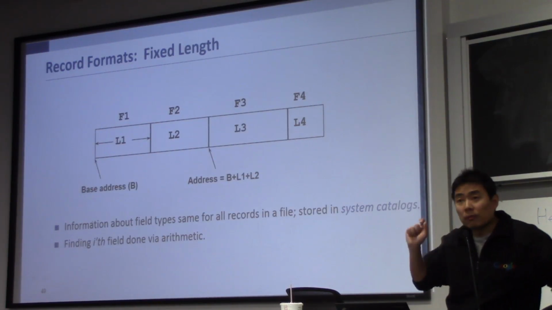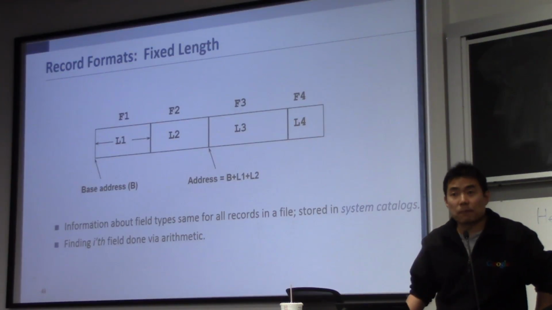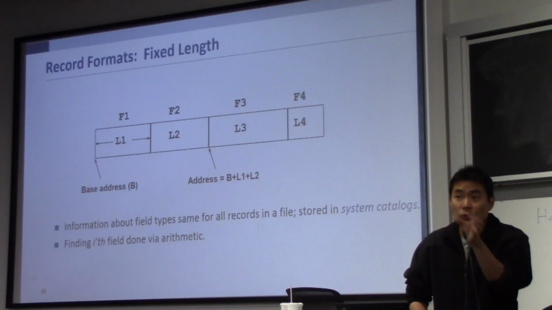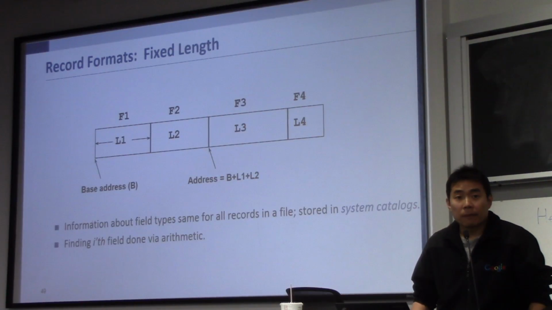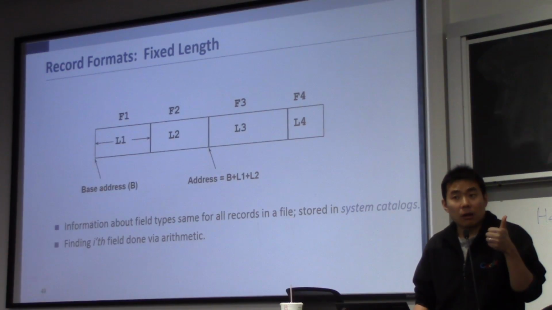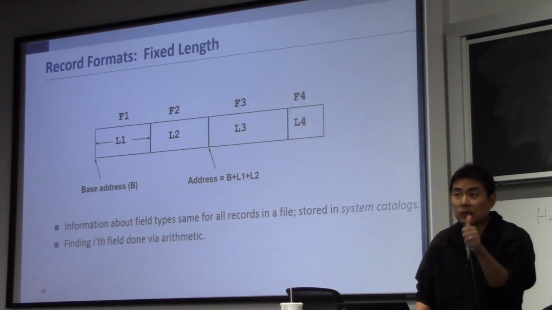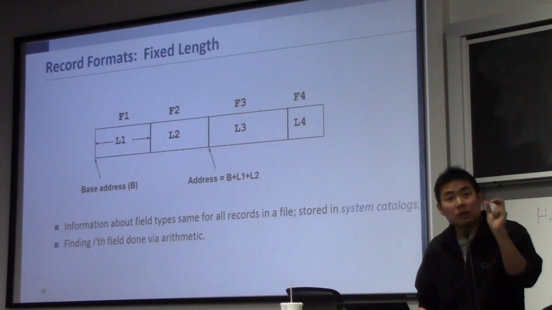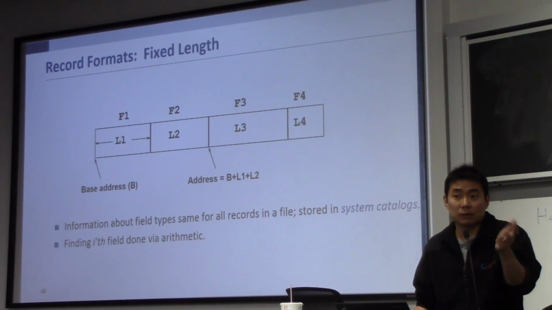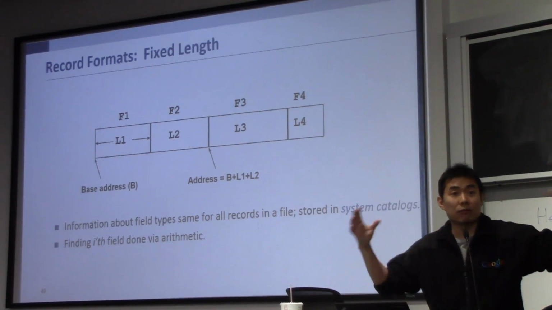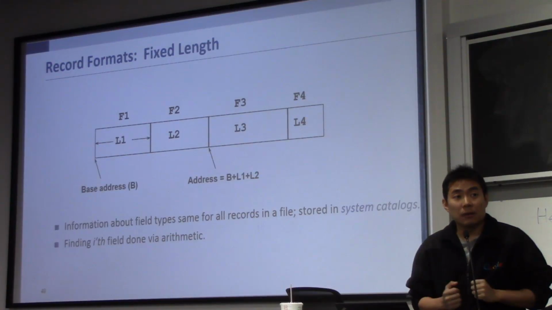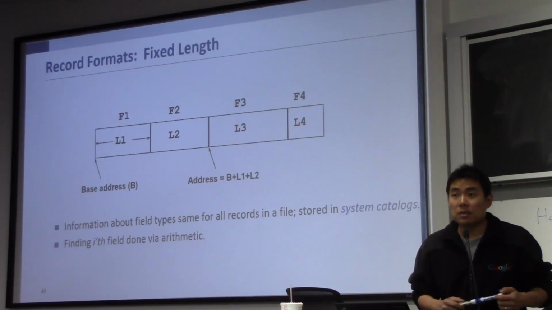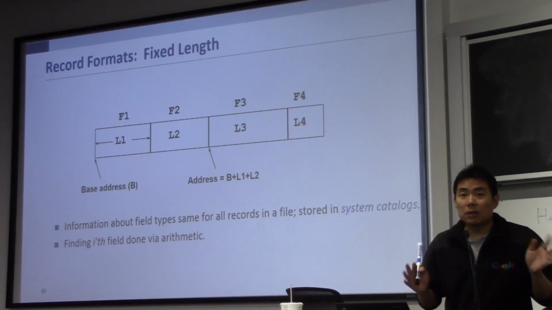First of all, let's assume we're dealing with fixed length records. Fixed length means that the data types you have used in the schema of your table are all fixed length, such as integer, float, character array. You are not using varchar, variable character array, which will make your record variable length. If you're dealing with fixed length data types, things are much easier, right?